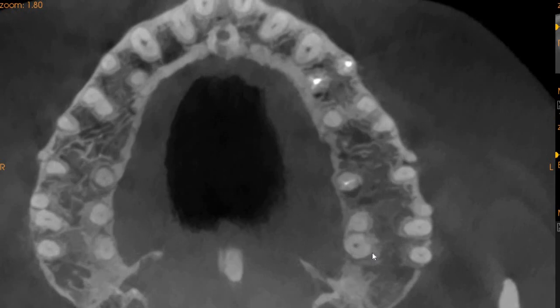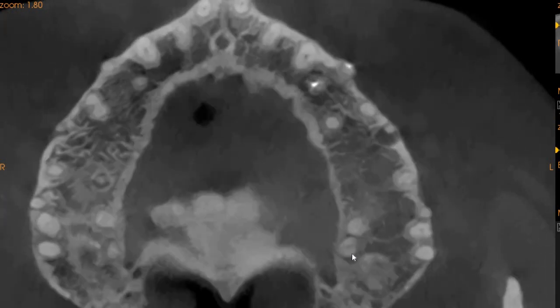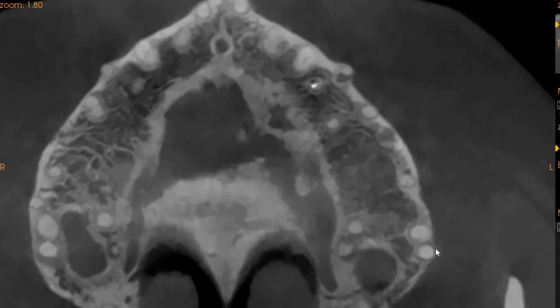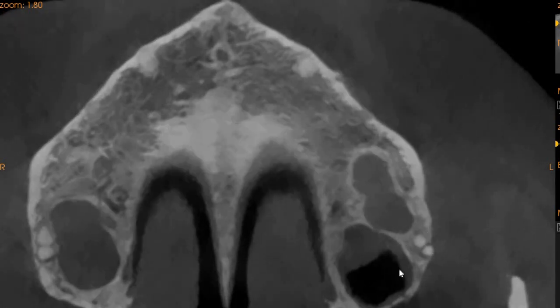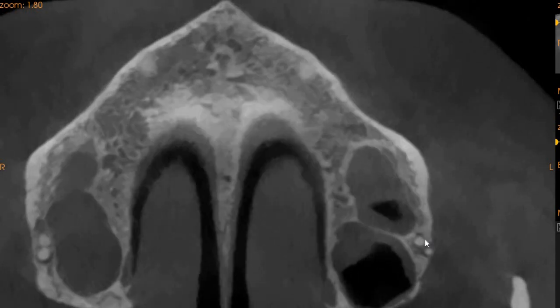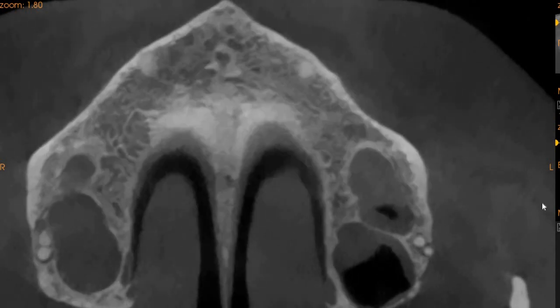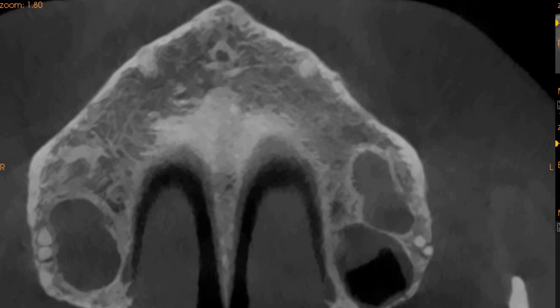As we move down, we will see the radiolucencies associated. This is with the palatal one, and if we move on to the mesiobuccal and the distobuccal, we can see that there is a radiolucency very closely associated here as well. We don't see any significant sinusitis in this tooth.